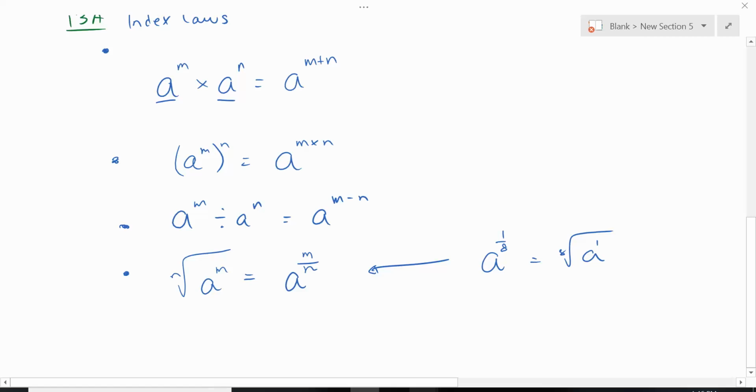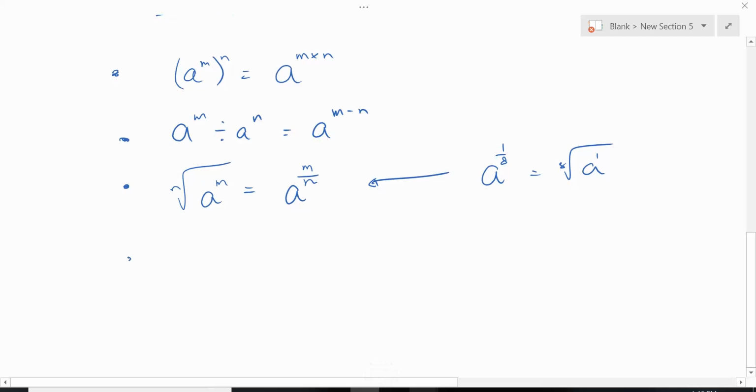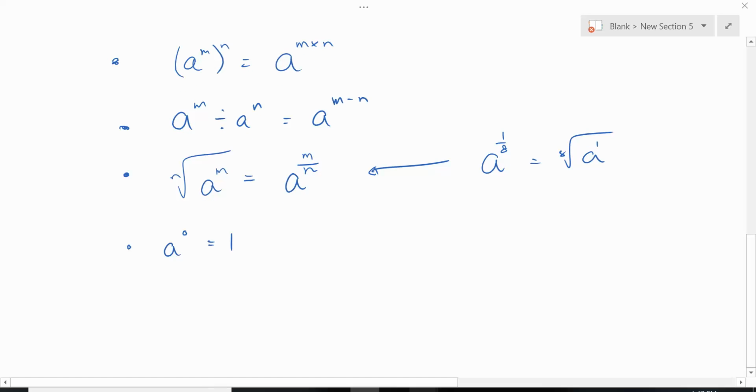Give me another one, Anna. I'll give you a hint. Something to do with the 0. Good. a to the power of 0 is equal to 1. Anything to the power of 0 is equal to 1. Give me another one. If it's not 0, you can also have what else? Steph. Negative. So if you have a to the power of negative m, this is the same thing as writing 1 over a to the power of m.